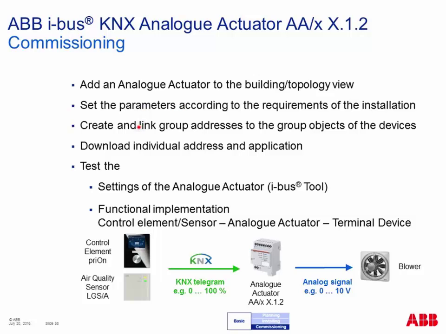Create and link your group addresses. Write a good description for each single group address. Download the individual address and the application. And afterwards, we have to test the settings of the analog actuator, which is very easy when you use the IBUS tool. Later, I will show you the IBUS tool. And of course, you have to test the complete functional implementation.